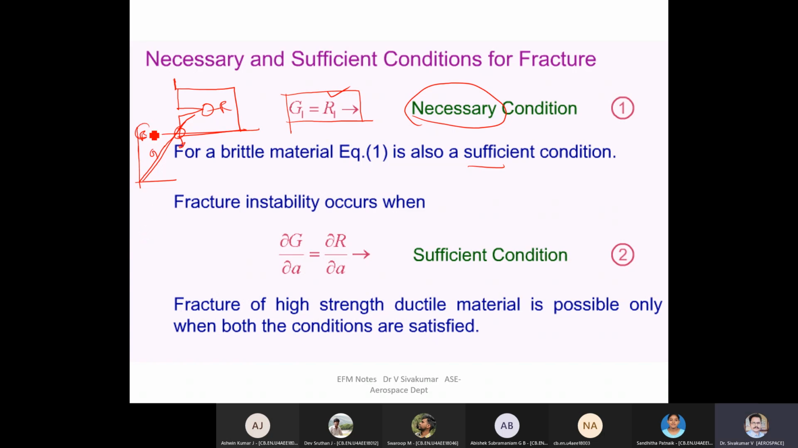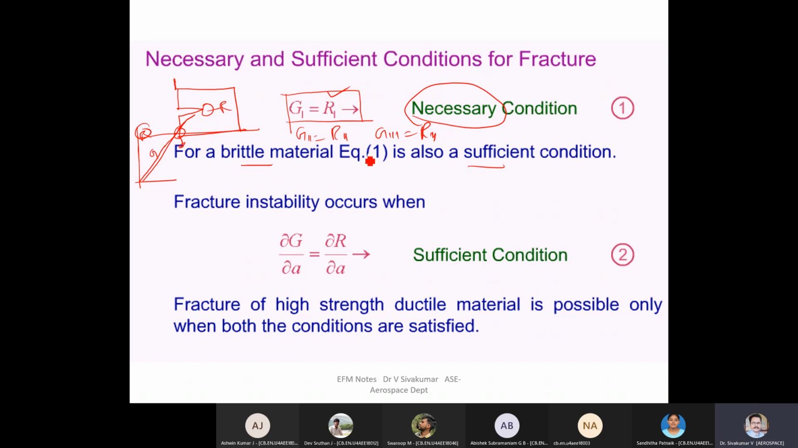But R is the resistance material parameter. It is a constant for that particular material. So when your G meets R, that's a necessary condition. The crack will try to expand. So this is the necessary condition: G1 equal to R1, or G2 equal to R2, or G3 equal to R3.